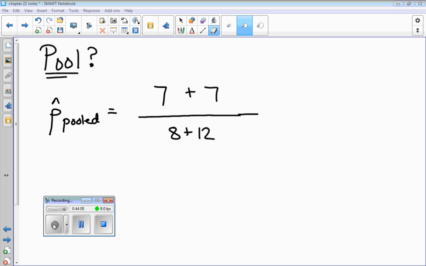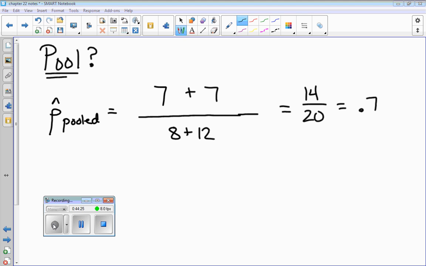Okay. So our pooled P hat is 14 over 20. And we can reduce that if we need to. What would that be? 7/10, 0.7, whatever. Okay. All right.